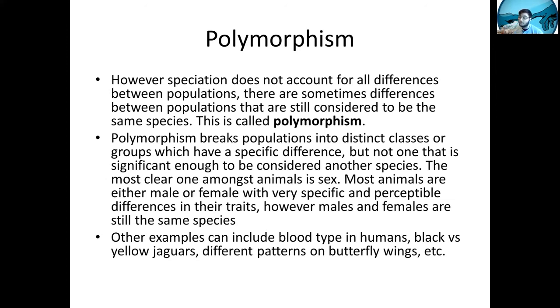Other examples can include blood type in humans, right? Having A blood, B blood, AB blood, O positive, negative. Another example among animals is black versus yellow jaguars. They're still both jaguars and they can still mate with each other, but they are visibly different. One has black fur, one has yellow fur. Another example is different patterns on butterfly wings. Even butterflies of the same species might have different patterns on their wings, depending on which area they're from.